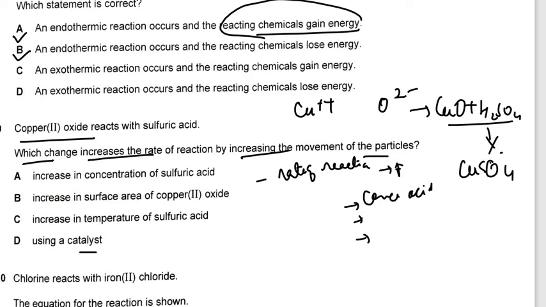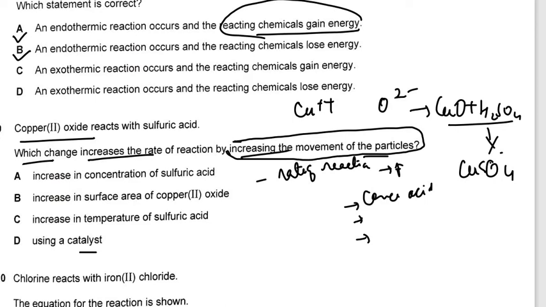Okay, let's read the question again. Copper oxide reacts with the sulfuric acid. It is reacting, and it will give you copper sulfate. Which change increases the rate of reaction by increasing... Oh, it's a different question. Rate of reaction by increasing the movement of the particles, right? Increasing the movement of particles is only possible when you heat something.